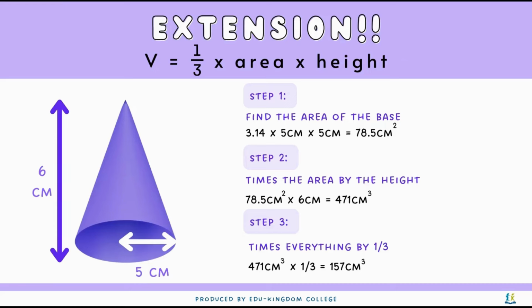Let's have a look at this extension to find the volume of a cone. Again, we find the area of the base using pi times r squared, which is 3.14 times 5 times 5, which gives us 78.5 centimeters squared. And then now we need to times the area by the height. 78.5 centimeters squared times 6 gives us 471. Now timesing everything by 1/3, 471 centimeters cubed times 1/3 will give us 157 centimeters cubed.